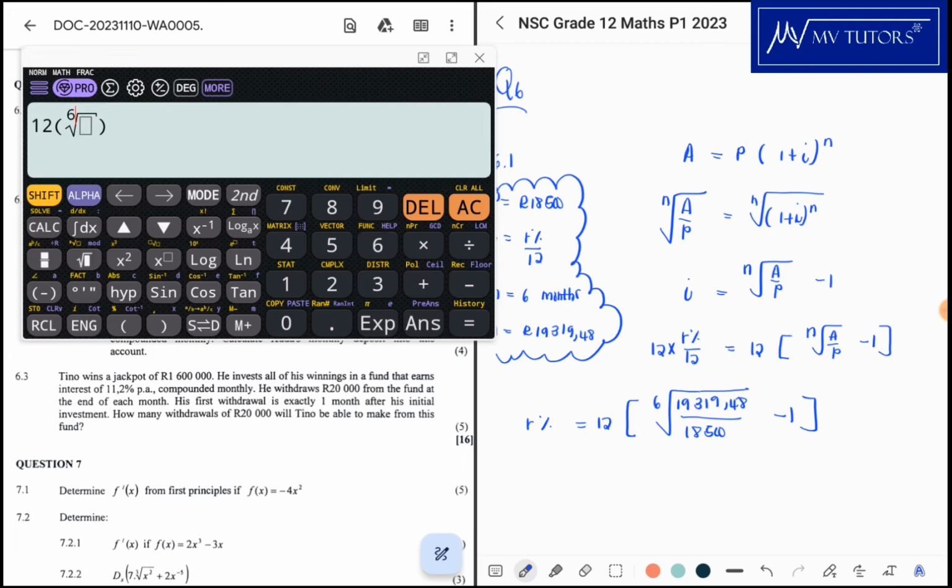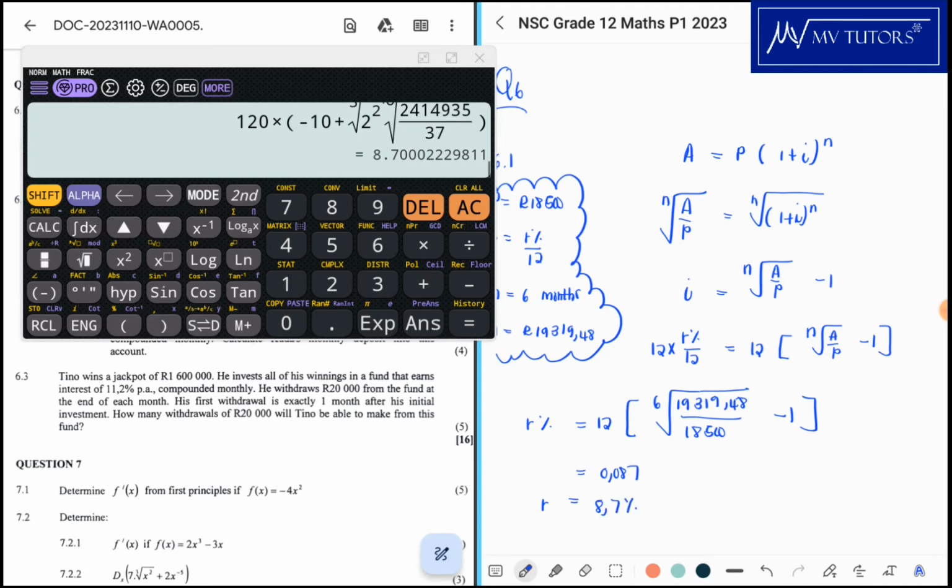So shift, I have 6, numerator 19,319.48, denominator 18,500, and then we are subtracting 1. So I have a value there of 0.087. Okay. And if you want to put it in percent form, we can actually say R is equal to, multiply that by 100, 8.7%.